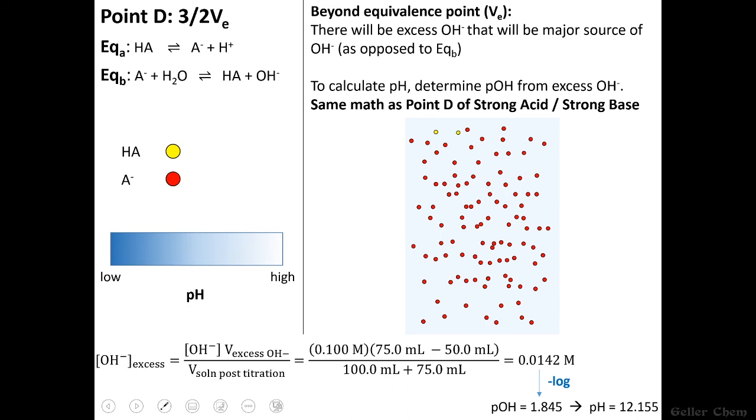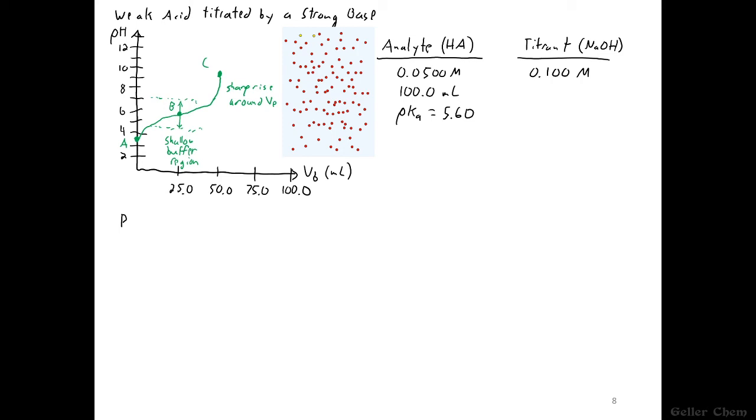I will point out that in principle we have some hydroxide being formed from the conjugate base that's swimming in solution, but at this point it's negligible compared to the hydroxide ions that we're just dumping in from that strong base titrant. So let's make some final notes. Point D, 3/2 of the equivalence point, 75.0 milliliters. And that's just so that I continue with the trend of going up by 25 mils each time. At this point, we are in the OH- excess region.